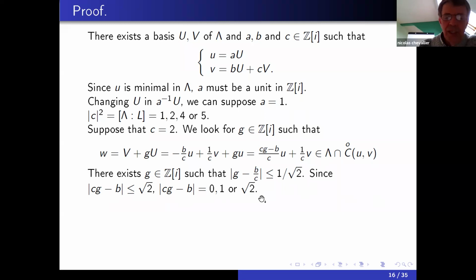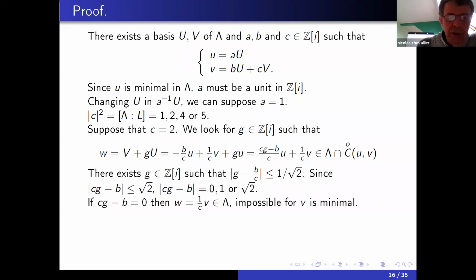And we want to see that all these possibilities lead to a contradiction. First, if this is 0, this means that W is just 1 over C times V, but this is not possible because V is a minimal vector, because W would be 1/2 of V, and this is not possible.